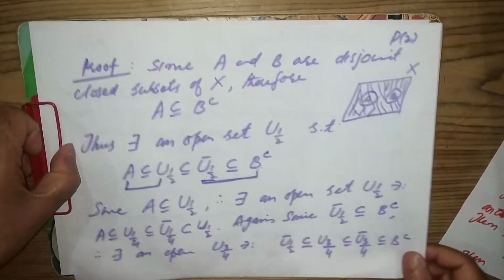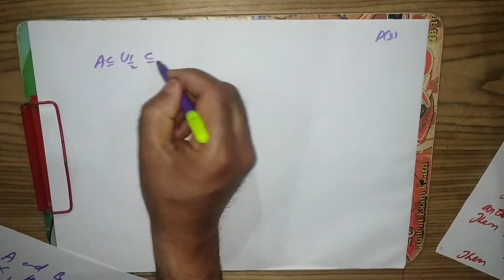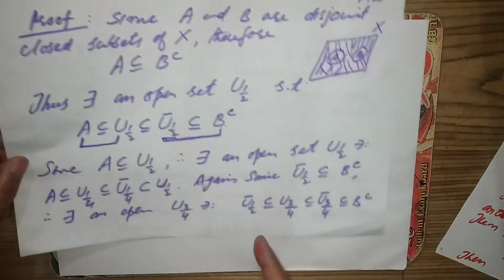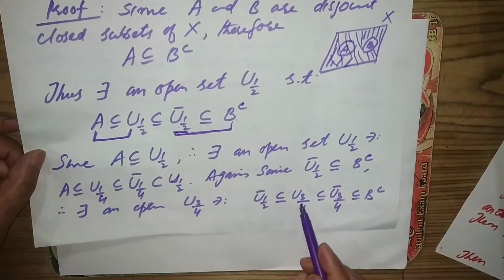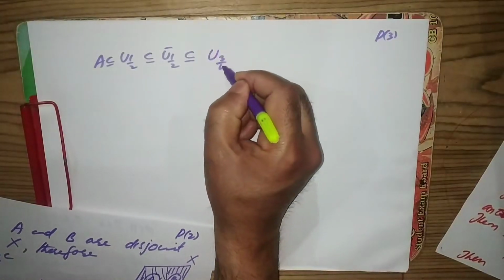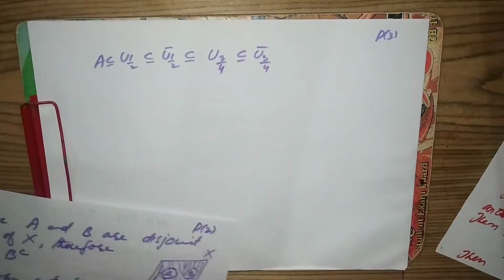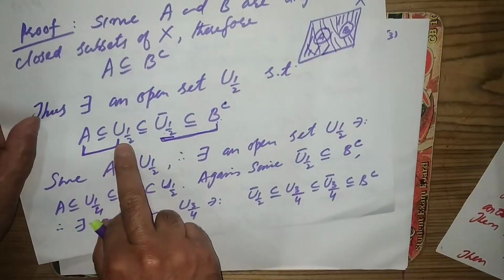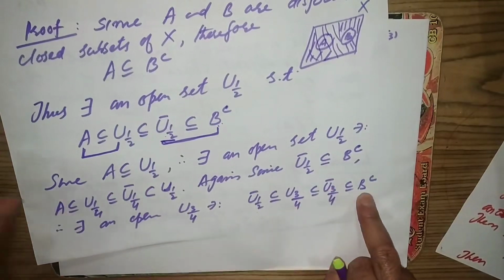So that means we have A subset of U1/2, which is a subset of the closure of U1/2, and the closure of U1/2 is a subset of U3/4, which is a subset of the closure of U3/4, and the closure of U3/4 is a subset of B complement here.